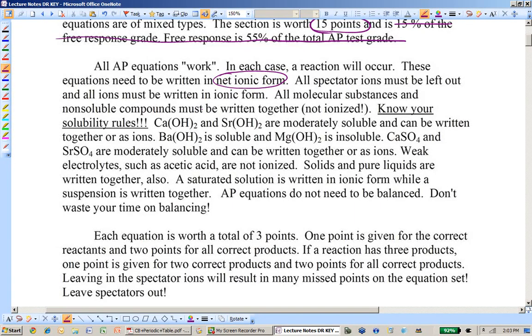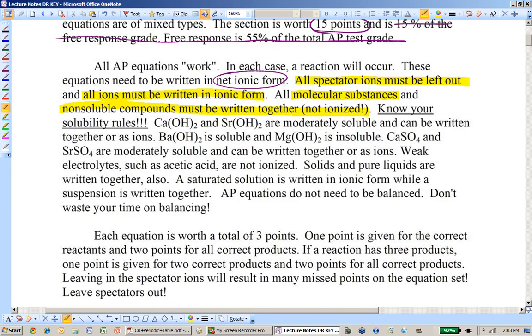You also don't have to worry about the little aqs and solids and liquids and such. They're nice if you have habits of putting those in, that's great, but it's not necessary. So what's important here is that all of the spectator ions must be left out, and all ions must be written in ionic form. So all molecular substances, those would be those covalently bound substances that do not ionize, and any non-soluble compounds must be written together, definitely not ionized.